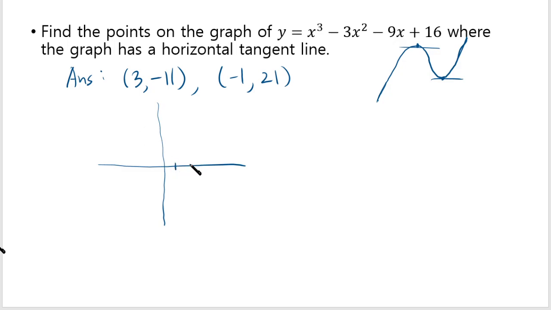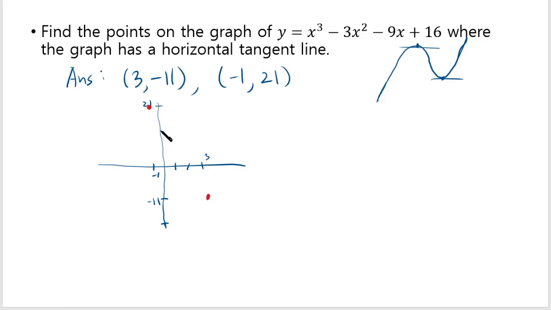So let's say 1, 2, and 3. Here's 3. And let's call this something like negative 11, and we'll call this positive 21, and this is negative 1. Okay. And if you want to draw the graph, well, it has to pass through negative 1 comma 21, right? This point here, and 3 comma negative 11, it has to pass through here.